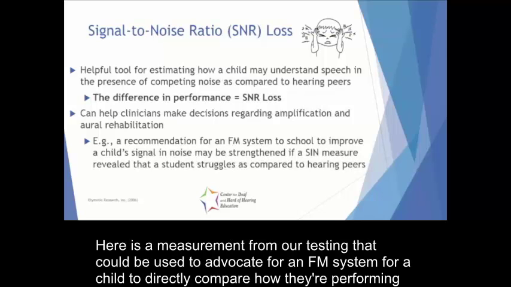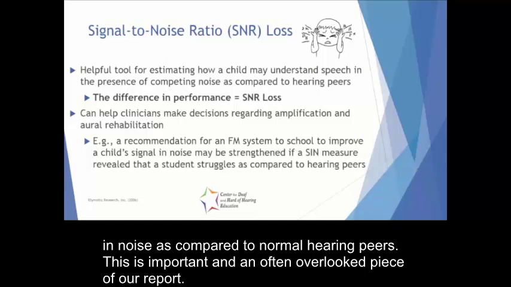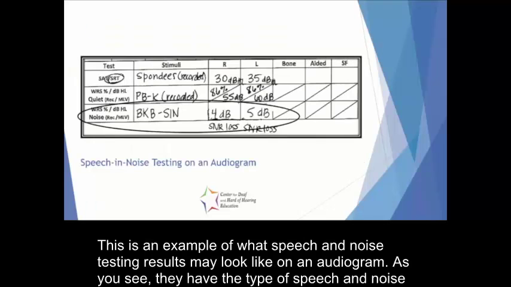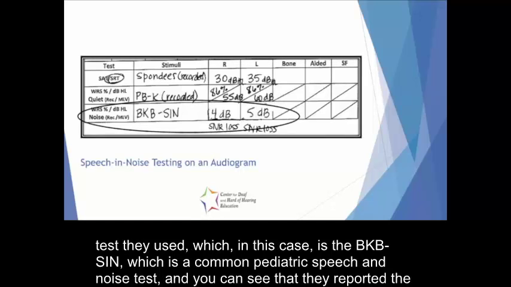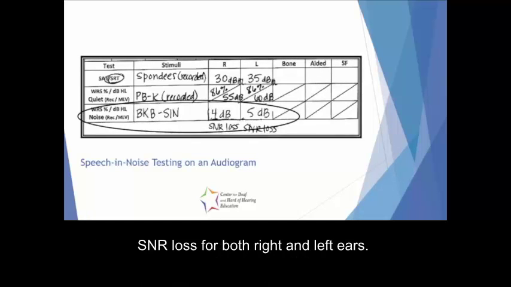Here is a measurement from our testing that can be used to advocate for an FM system for a child, to directly compare how they're performing in noise as compared to normal hearing peers. This is important and an often overlooked piece of our report. This is an example of what speech and noise testing results may look like on an audiogram. As you see, they have the type of speech and noise test they used, which in this case is the BKB-SIN, which is a common pediatric speech and noise test. And you can see that they reported the SNR loss for both right and left ears.